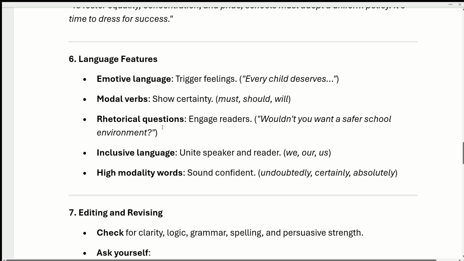Rhetorical questions can be asked that helps in engaging the readers. Inclusive language like we, our, us, and high modality words as well, like undoubtedly, certainly, absolutely, that really strengthens your position as a writer for your point of view.